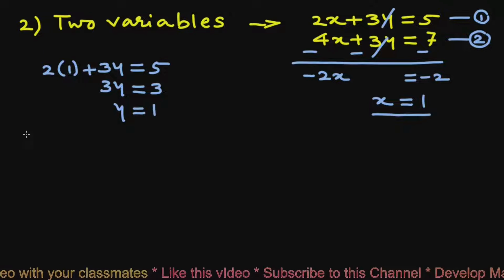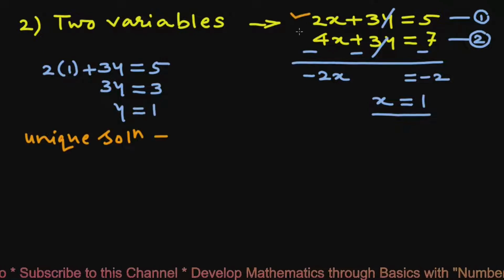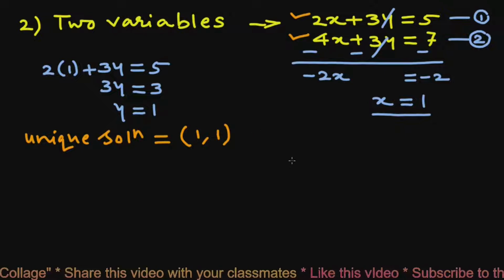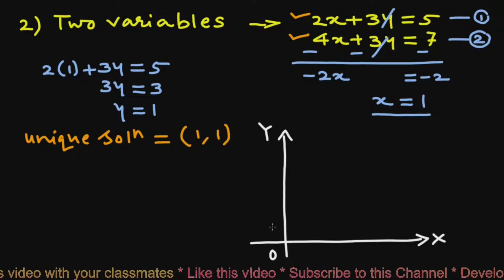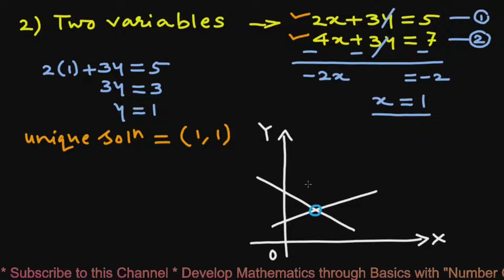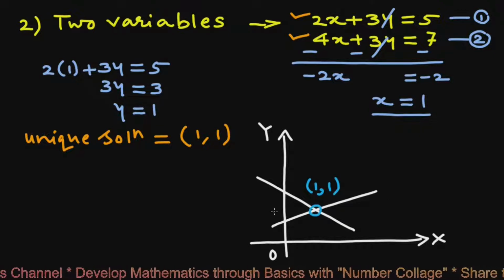So the unique solution of these two equations is (1, 1), which we can show geometrically by two intersecting lines which intersect in this unique point (1, 1).